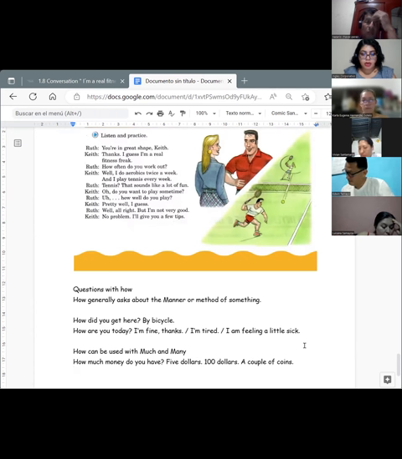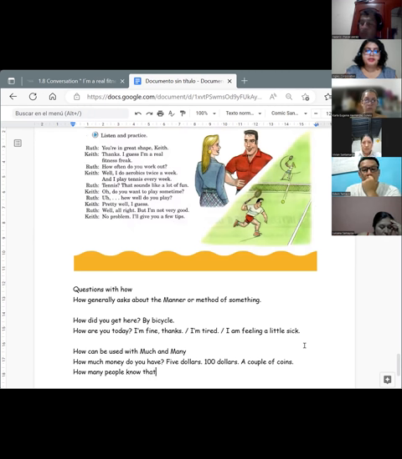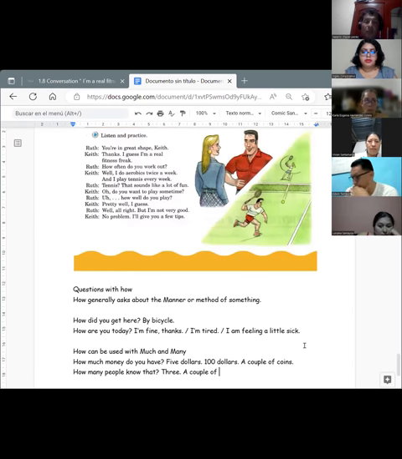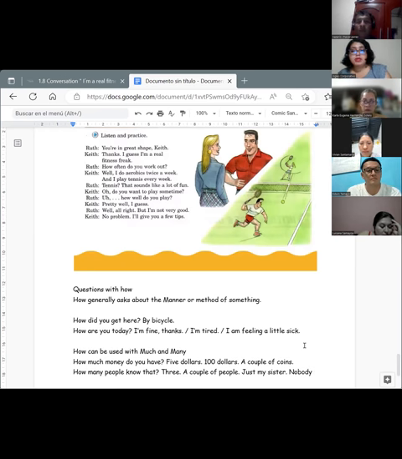Then we have another question, but in this case with many. How many people know that? ¿Cuántas personas saben eso? And we can say three, a couple of people, un par de personas, ¿verdad? Just my sister. Or we can say nobody. Diferentes respuestas. Tres personas, a couple of people, just my sister, or nobody.